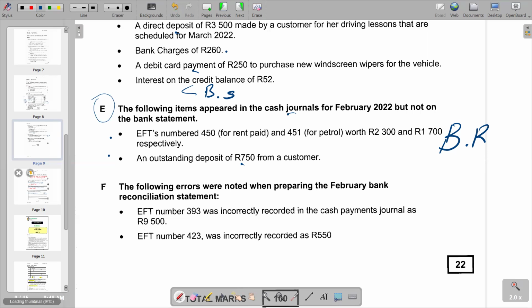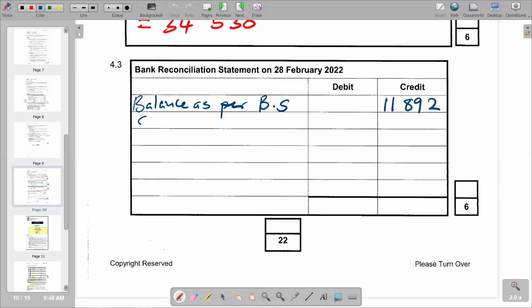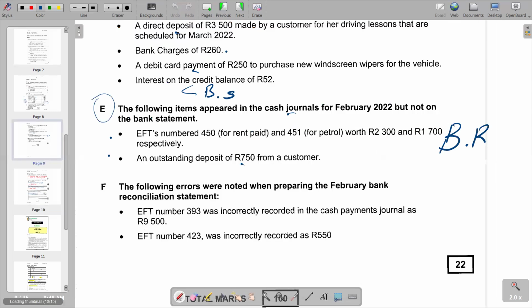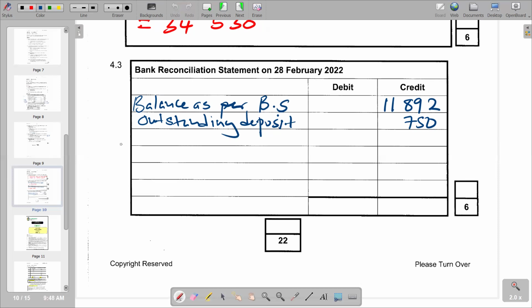So you say outstanding deposit. And we know that if it's a deposit, it's an inflow, which should be on the credit side of the bank statement and also on the debit side of the bank account in the ledger. So the debit side being under the cash receipts journal. So basically, we are saying the amount is 750 on the credit side. And after outstanding deposits, we can look for outstanding checks or outstanding EFTs. The information given here is EFT number 450, which is for an amount of 2,300. So we can start with that one. We are saying outstanding EFTs.